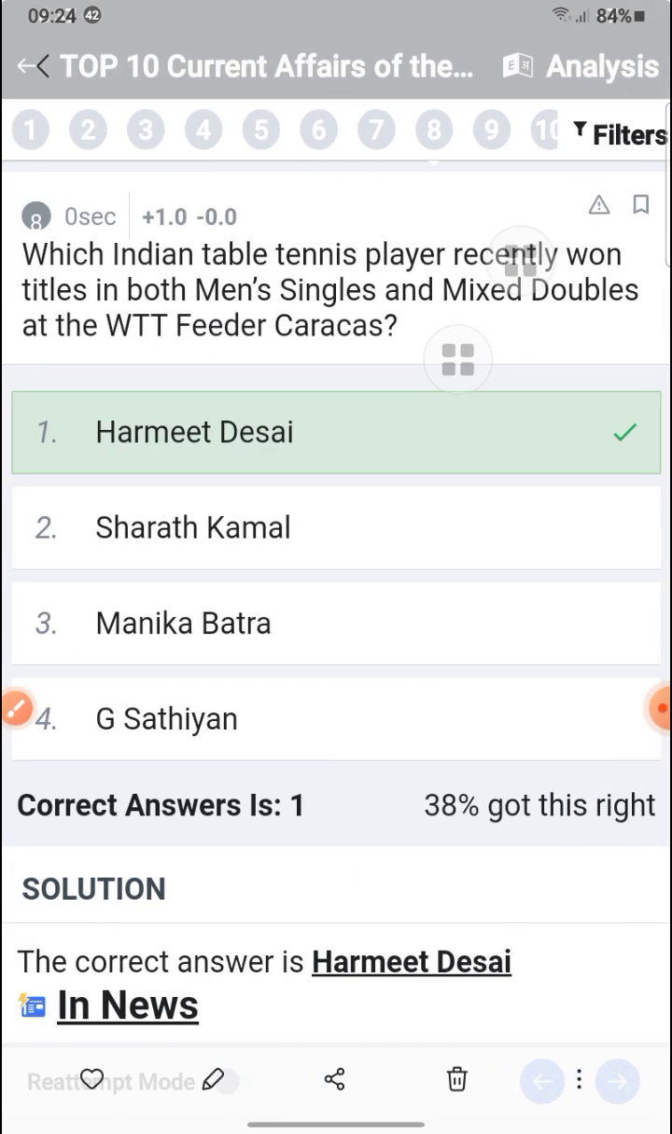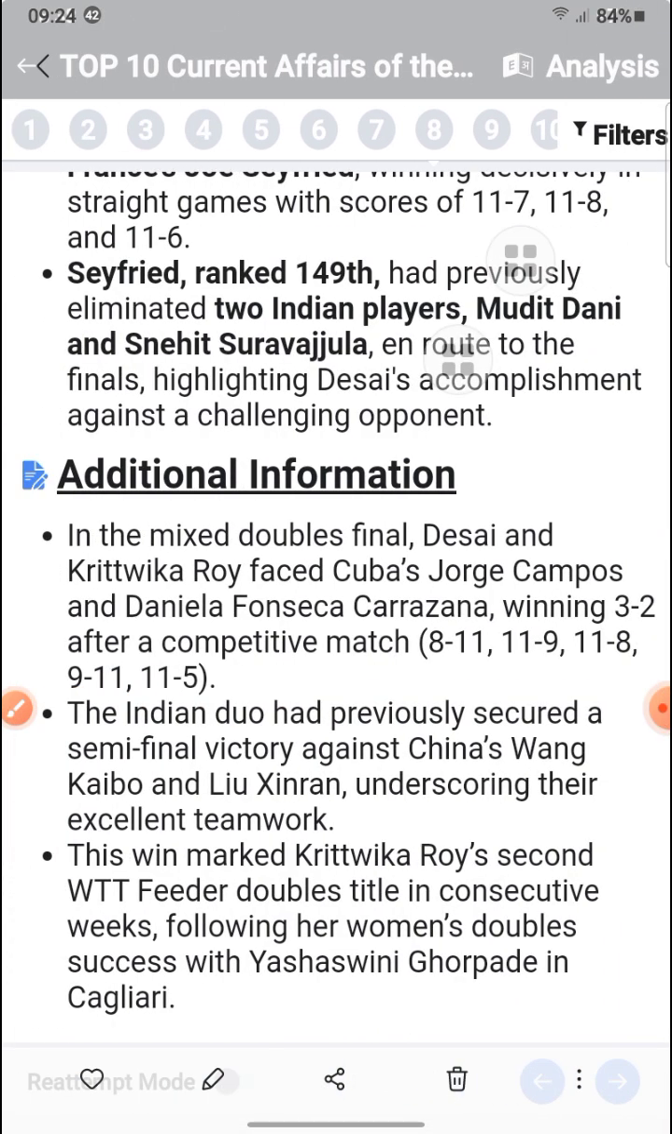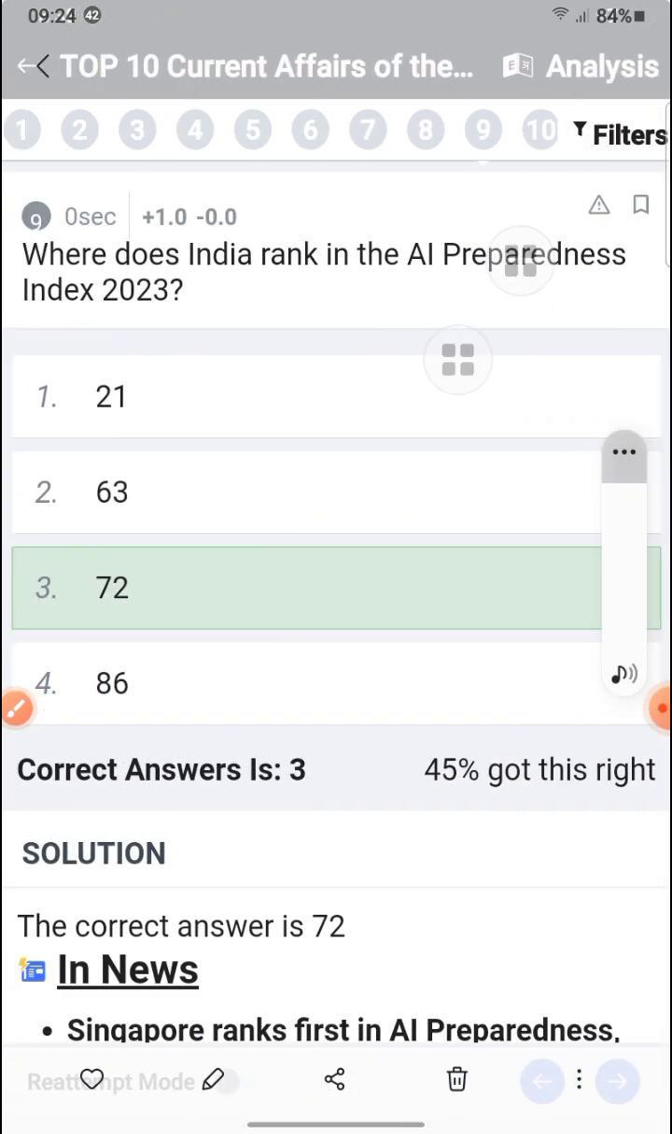Which of the following recently won the title for men's singles and mixed doubles at WTT Feeder Caracas? That was Harmeet Desai. He achieved remarkable success at WTT Feeder Caracas, Venezuela, winning both the men's singles and mixed doubles titles, showcasing exceptional skill in international table tennis. That was Harmeet Desai.